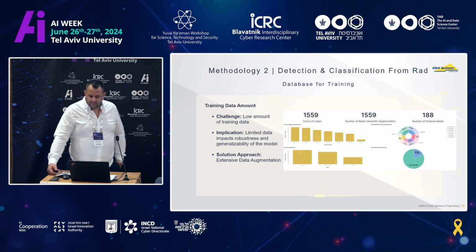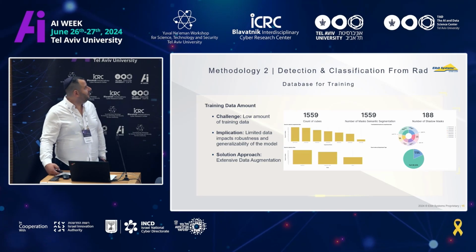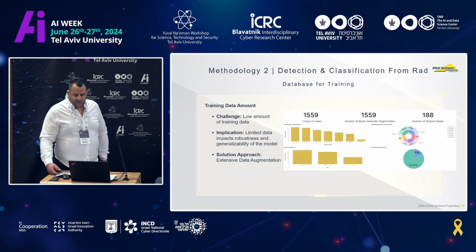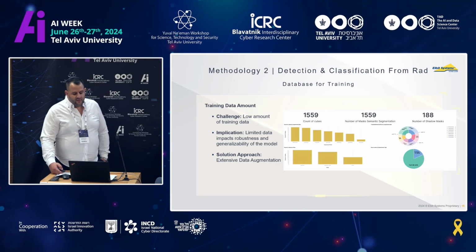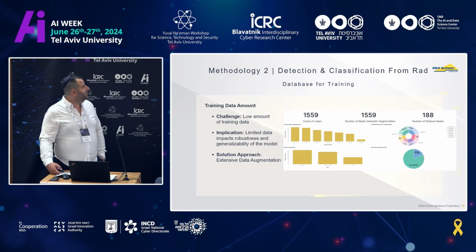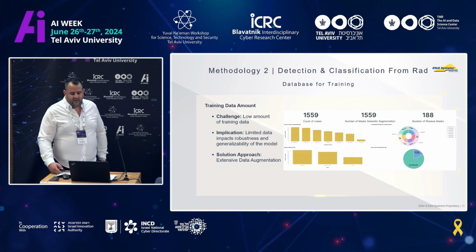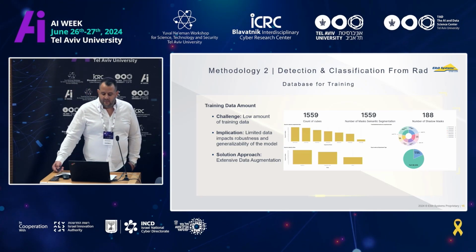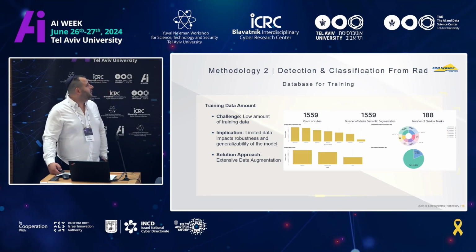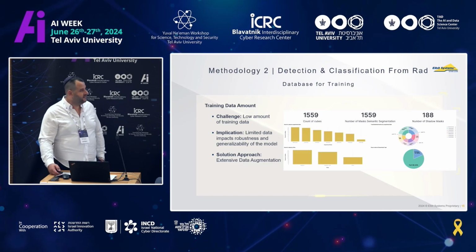Let's go through the next challenge, the next part of the pipeline, detection and classification from the radiance cube. As you can see, we have 1,559 cubes, each with a semantic segmentation map. The challenge, as you can see, is the low amount of training data. The impact of this low data amount is that the model will not be a robust model. And how will we solve this problem? We did an extensive data augmentation.